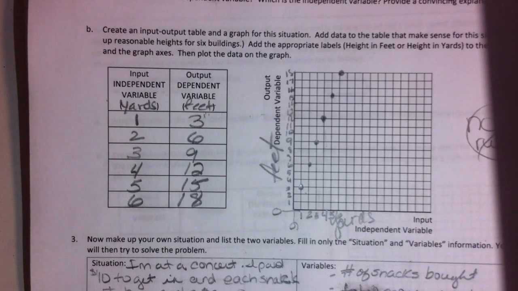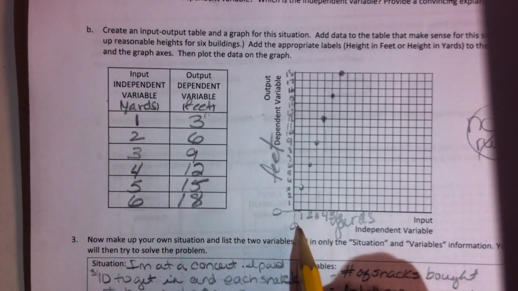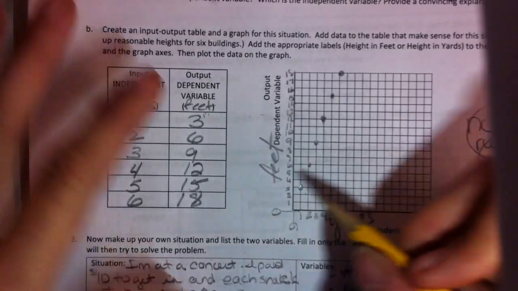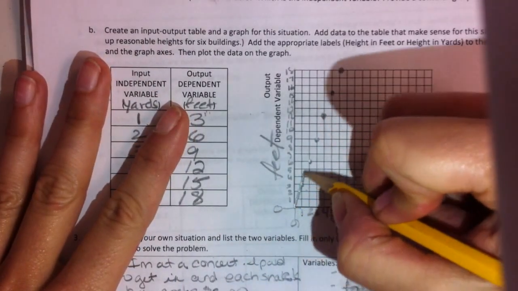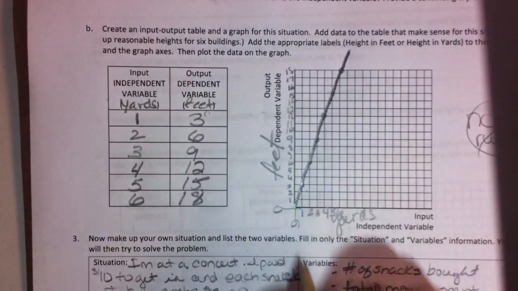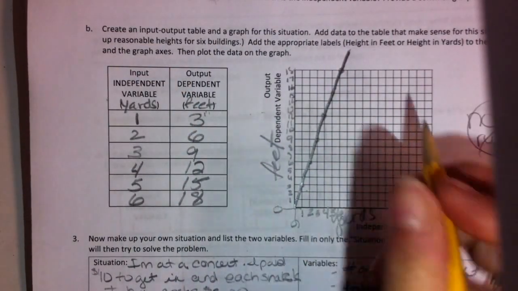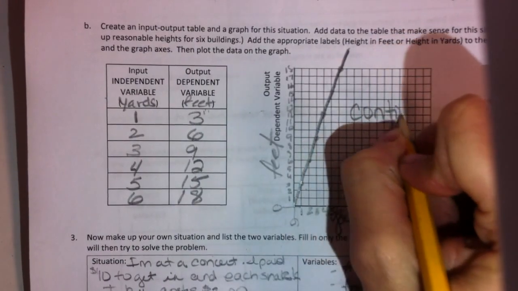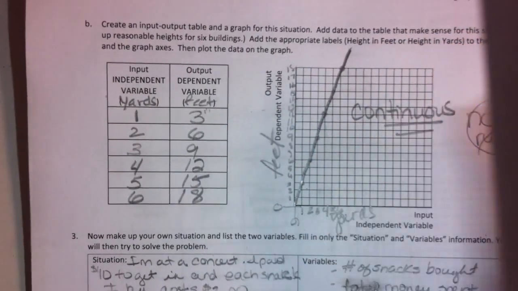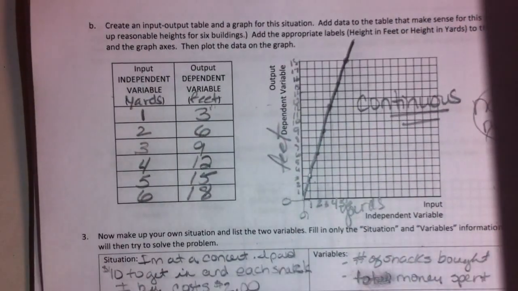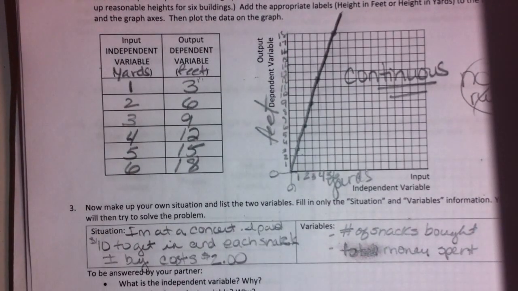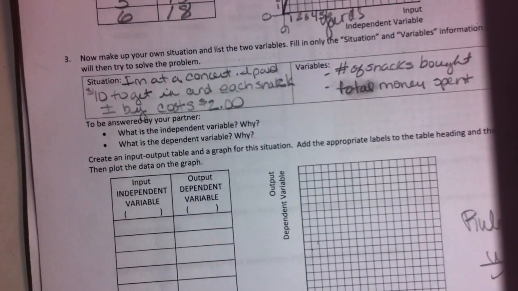Now, should we connect that? Could a building be 1.5 yards tall or 2.5 yards tall? Absolutely. So we need to go ahead and connect these because I can have a half of a yard. If I can have a half a yard, that means this is continuous data. And we already said there's no rule for that one. All right, I'll finish number 3 on the homework video.